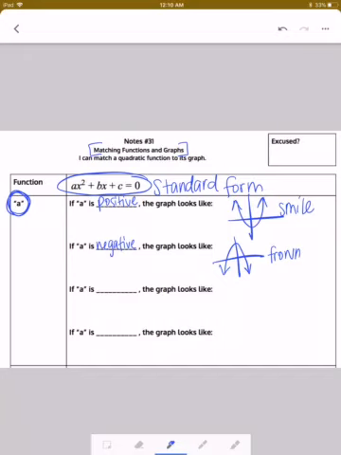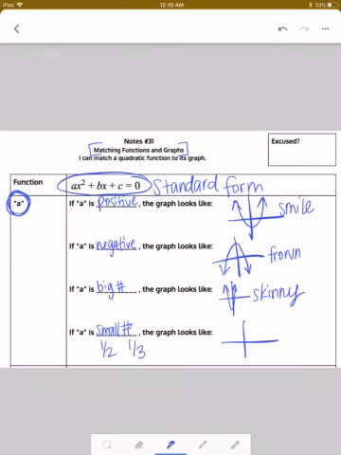But you might have realized over the course of the last couple weeks that if A is a big number, then the graph looks like this, and it looks really skinny, right? It's a skinny graph. And you might have noticed too, if it's a small number like the number 1 or a fraction, 1/2 or 1/3, then you start to see the graph kind of open up like this and get a little wider. So that's how A affects our graph.